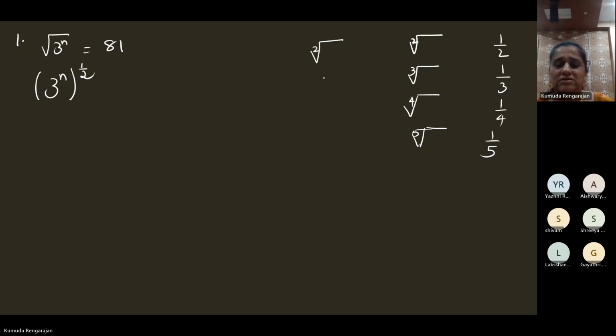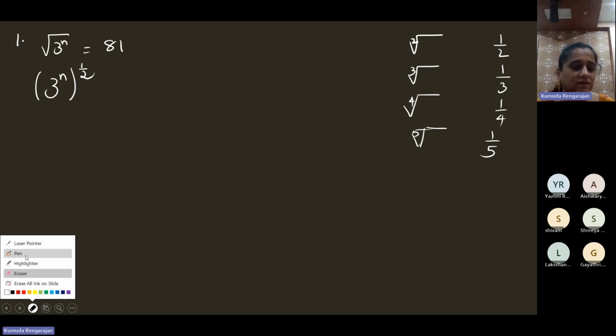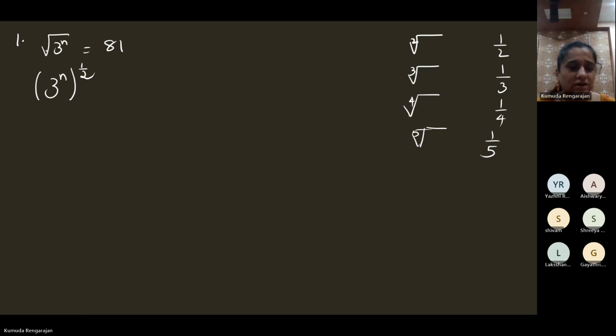But see, like when we say 5, it is a positive 5. In the same way, when we write the symbol, it's understood there's a 2 there. It's a square root. So we don't write the 2. If we don't write 2, it's square root. If it's cube root, you have to show the 3 there. Okay. So get rid of the radical, the square root symbol.